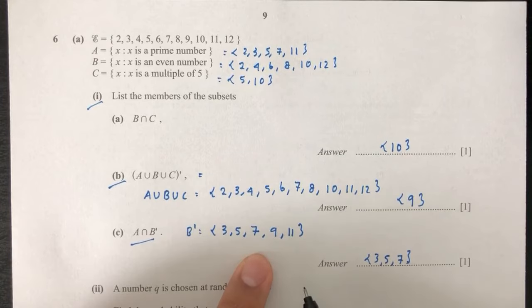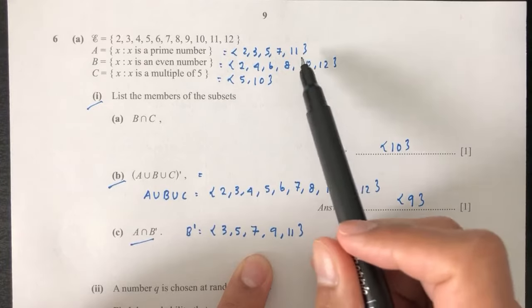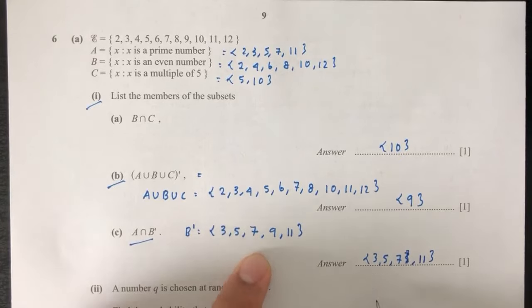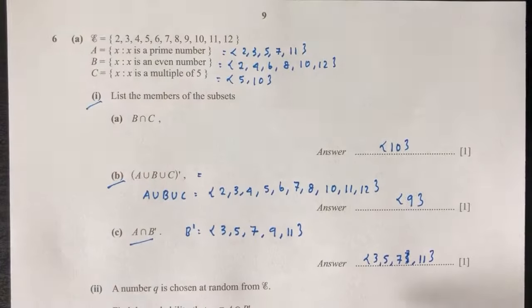Also, B prime, and so we have 7, 11. We're missing 1. So we have 4 elements that is in both this and A. 3, 5, 7, 11. Correct.